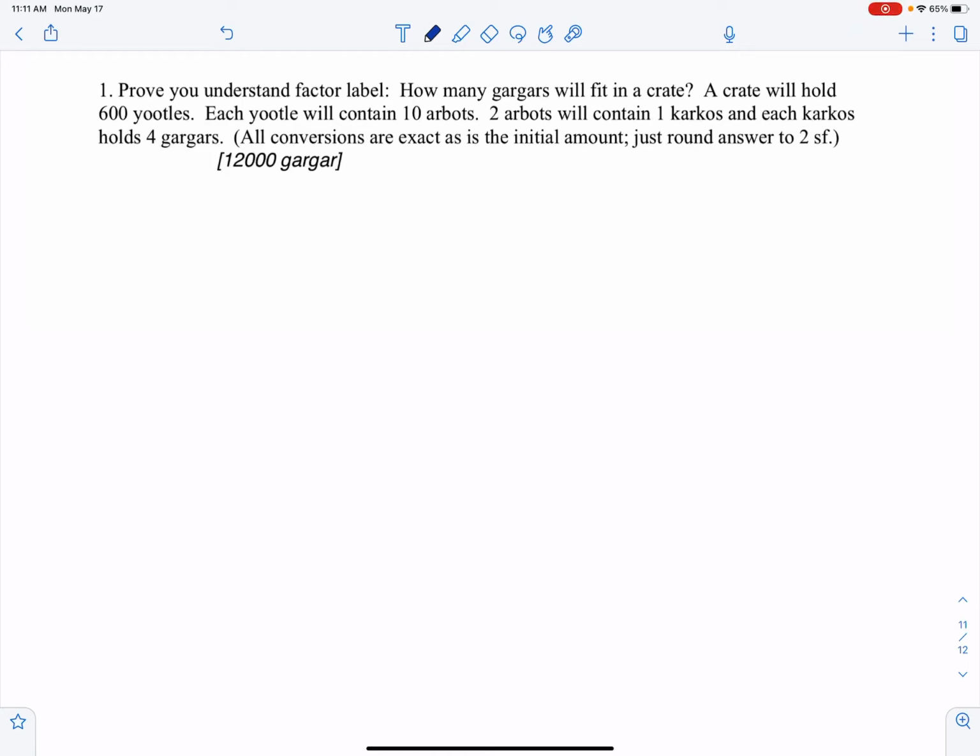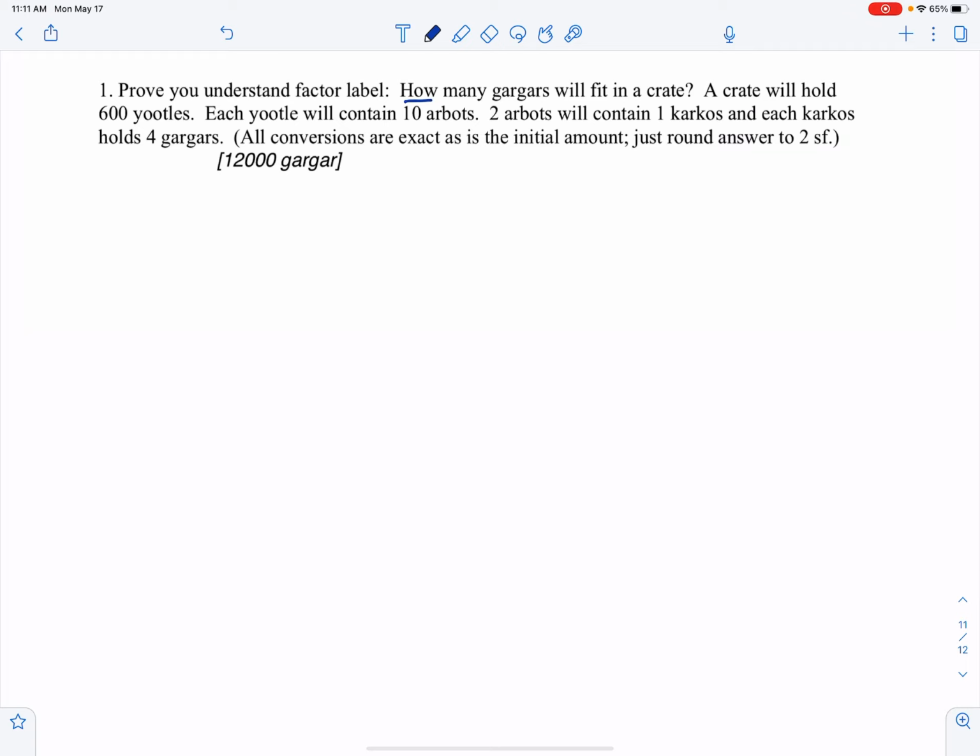This is a great problem to look at for both understanding factor label and showing that you can really, really do it, as well as looking at a problem that has information given within the wording of the problem. So you're not supposed to be looking at a metrics chart or anything, but the wording is all there. All the information you need is in the problem. So let's look at what this is asking.